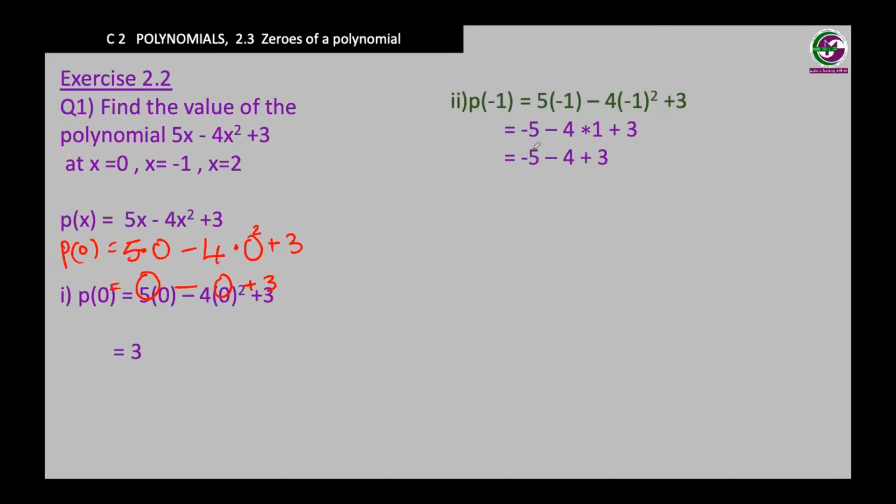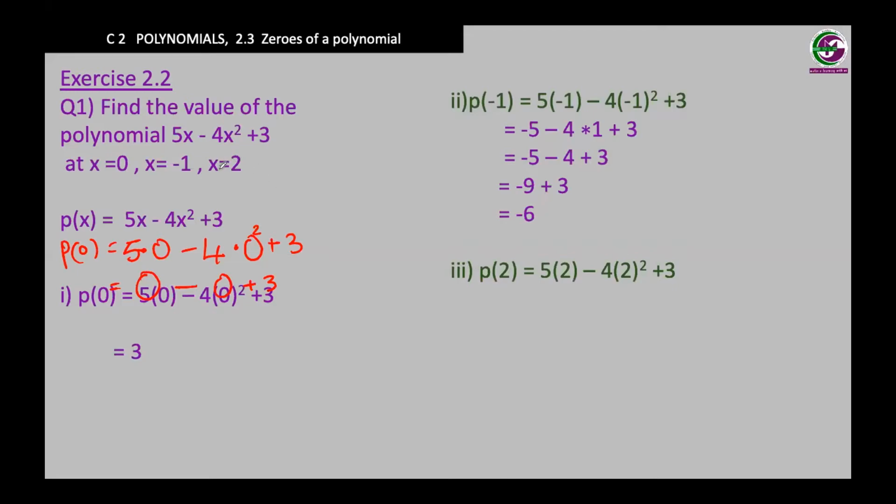Now -5 will stay there. -4 times 1 is -4 plus 3. Now we have two negatives, -5, -4. Same sign, we add. So -9 plus 3. Now we have different signs. When you have different signs, we subtract. -9 plus 3 is -6. Hope that is clear.